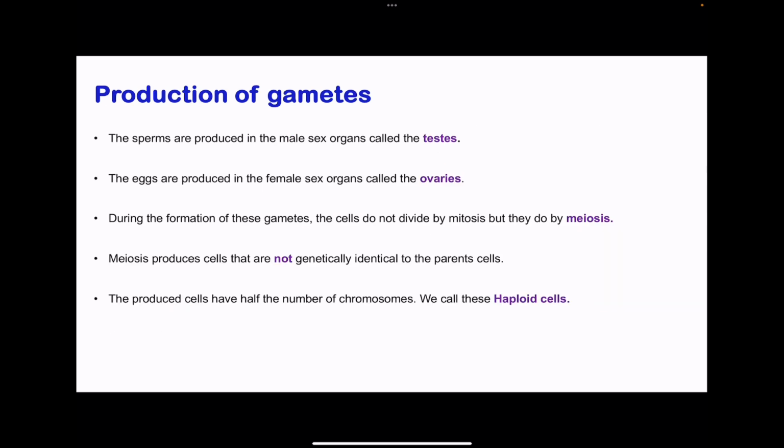Going on to production of gametes, the male gametes are going to be produced in the testes, which are the male sex organs, and then the female gametes, which are the eggs, are going to be produced in the ovaries. During the process of production of these gametes, the cells divide by meiosis, not by mitosis. Remember, the organism is diploid, but it has to produce haploid gametes, so meiosis is going to occur so that the cells divide, producing half the number of chromosomes. During meiosis, the offsprings produced are not genetically identical to their parents or to each other.